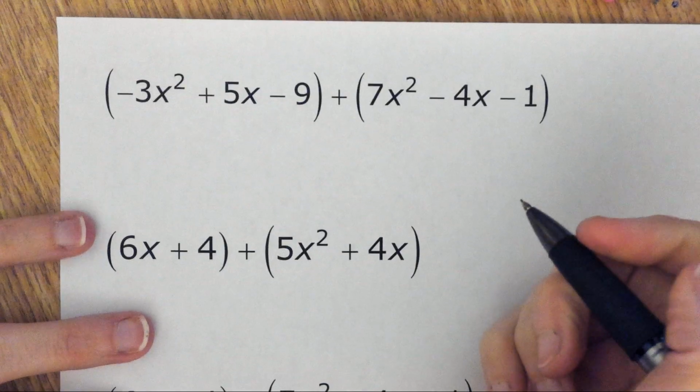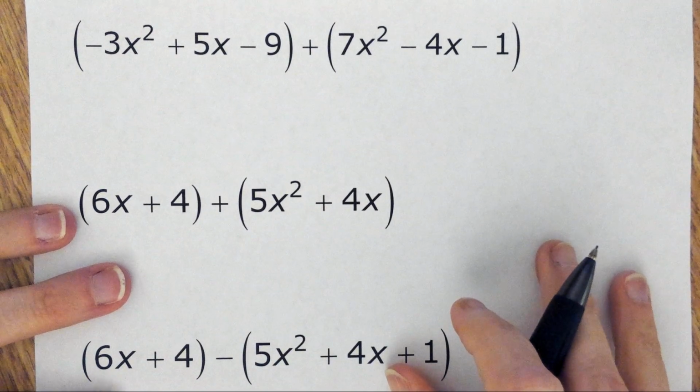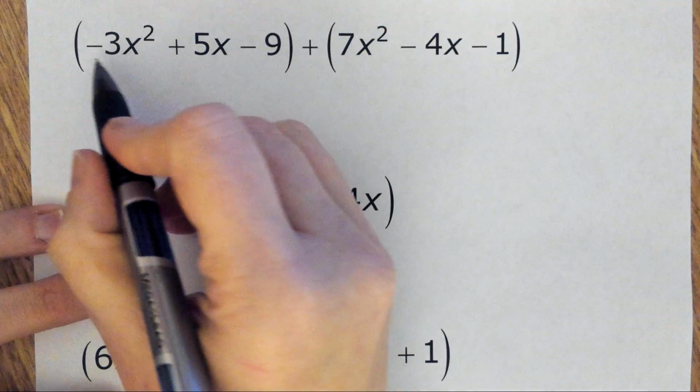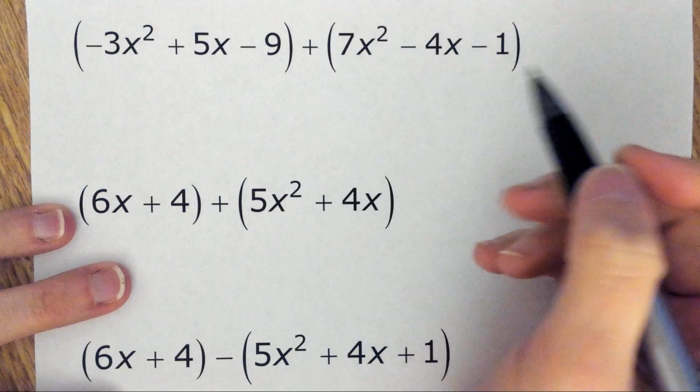Now, that was modeling. Now we're going to actually look at doing it algebraically. Okay, so the first problem we have here is addition. Now we see these a lot, and a lot of times folks tend to get confused because they have this stuff in parentheses and a plus sign and more stuff in parentheses. So they think they're supposed to do something with it.